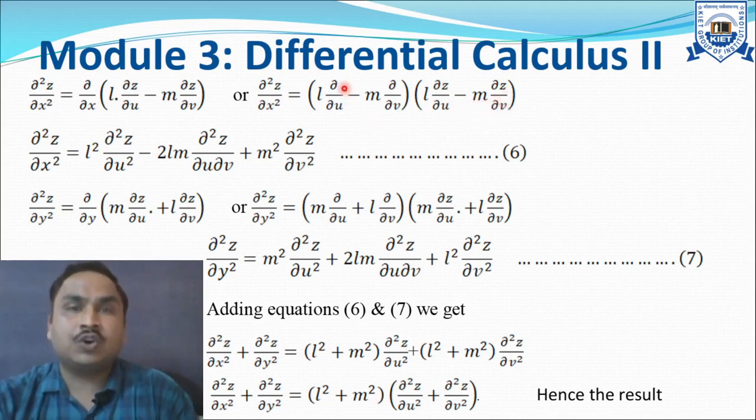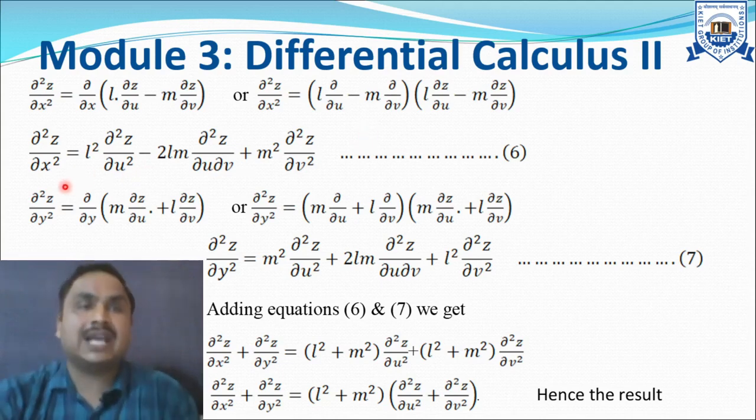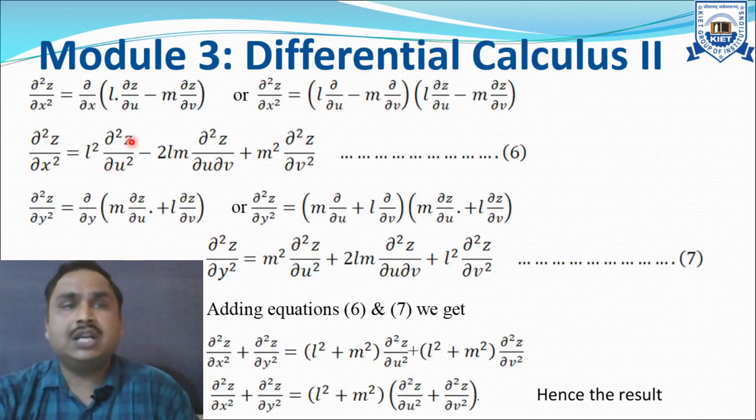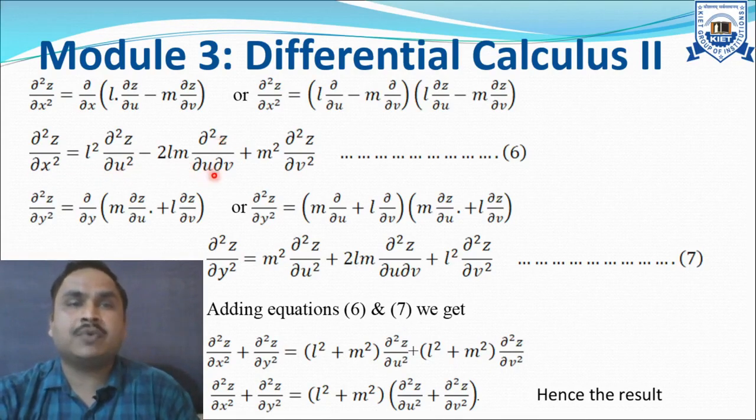Now we shall operate the first operator over the second term and simplify, then the second operator on the second term and simplify. After doing this and collecting the same derivative terms, we shall get del 2z over del x square equals l square del 2z upon del u square minus 2lm del 2z upon del u del v plus m square del 2z over del v square.